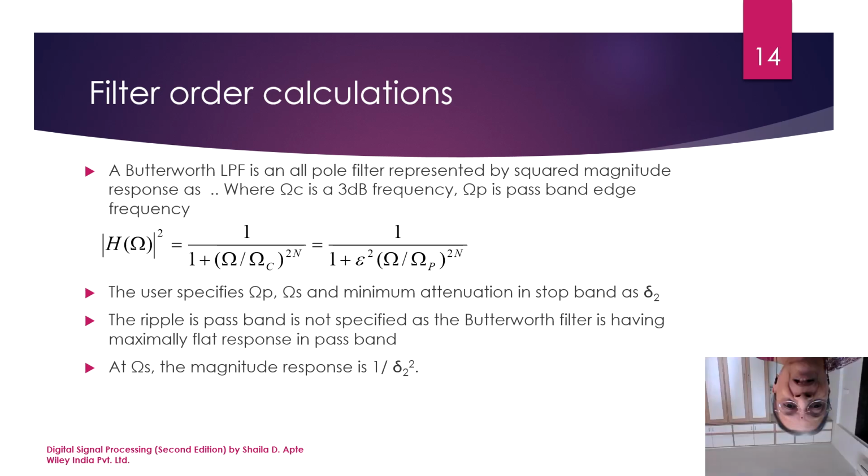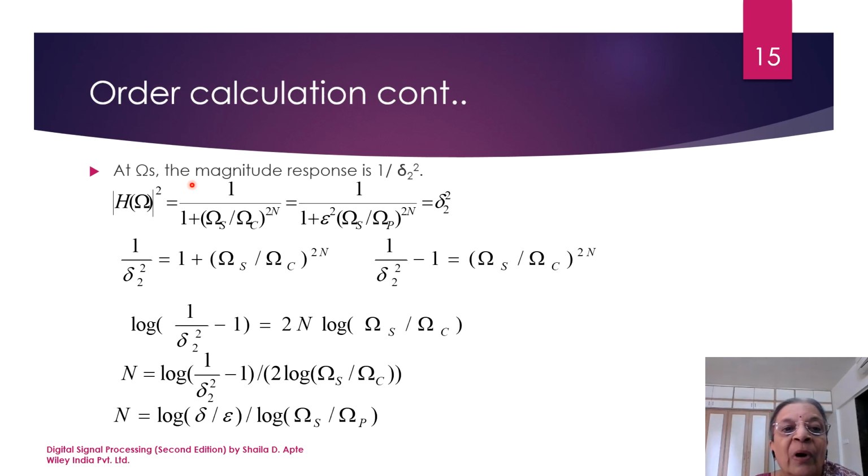Right. So let us see how the calculations can be done. At omega s, the magnitude response is 1 upon delta 2 square. So we can write 1 upon 1 plus (omega s upon omega c) raised to 2n, which is the same as 1 upon 1 plus epsilon square (omega s upon omega p) raised to 2n, which is the same as delta 2 square. Right. So this is the magnitude response that is specified. So what is 1 upon delta 2 square? It is equal to 1 plus (omega s divided by omega c) raised to 2n.